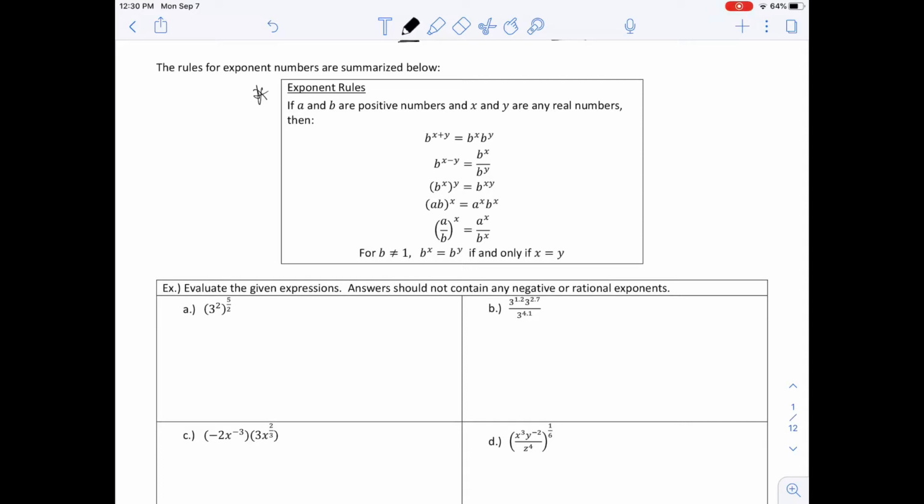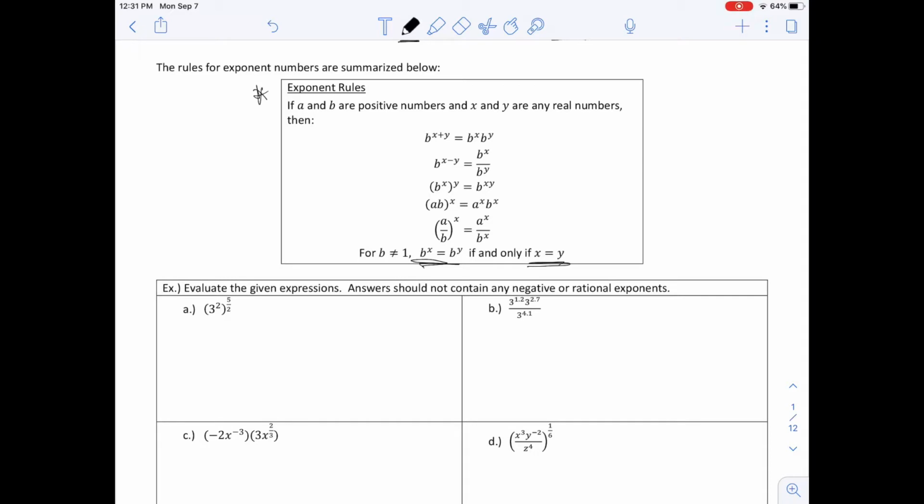If you have an exponent, b to the x times b to the y, you can add those exponents together. When you are subtracting, that's the same as division, with the bases being written separately. When you have exponents right next to each other, that would be multiplying. Likewise, if you have two bases, you can take that exponent and put it on both of those values in the parentheses if you're multiplying or if you're dividing. For b not equal to 1, b to the x equals b to the y if and only if x is equal to y.